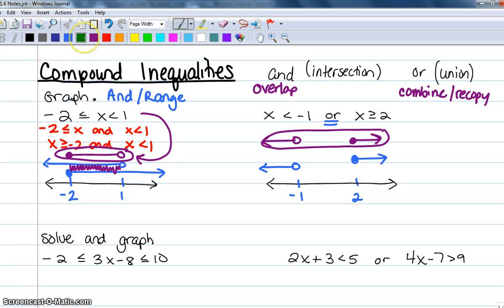All of your compound inequalities should have 3 levels. 1 from your first inequality, 2 from your second inequality, and the third is going to be your solution. So here's my first, here's my second, and my third is going to be my solution. And you should circle your solution set so I know that you know what your answer is.